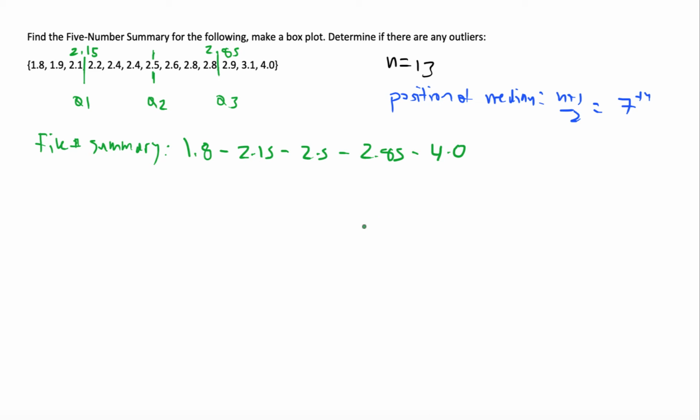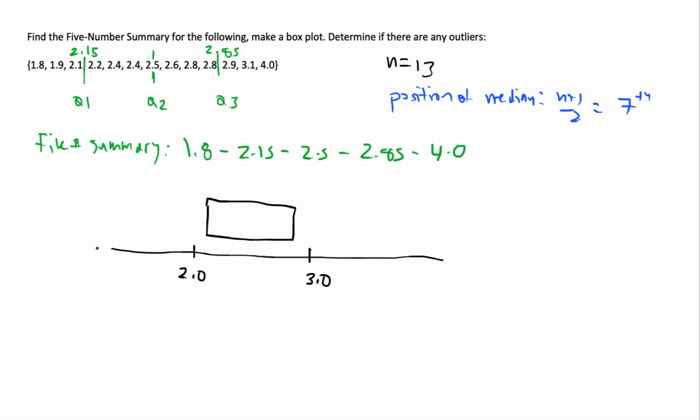Now in order to make the box plot, we could just make our box first. We know that Q1 is at 2.15 and Q3 is at 2.85. So let's go by every 0.5. We know that 3.0 should be somewhere about over here, and we can just draw the scale down here below. So we can put 2.5 about over here, we can put 3.5 here, 1.5.